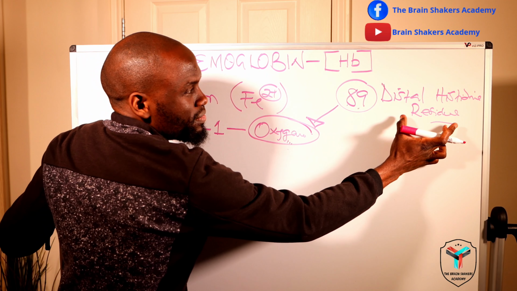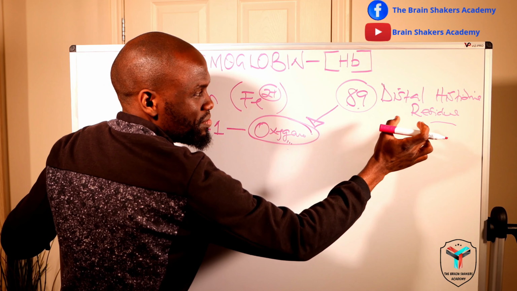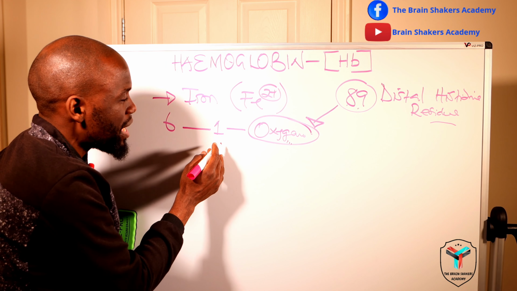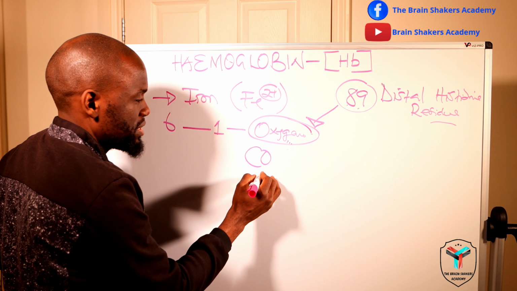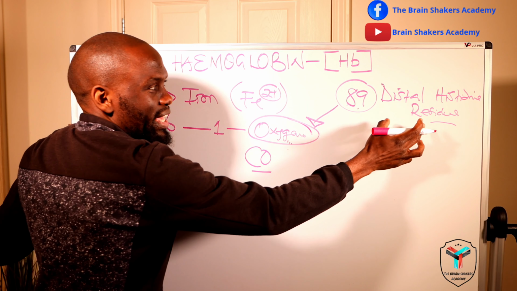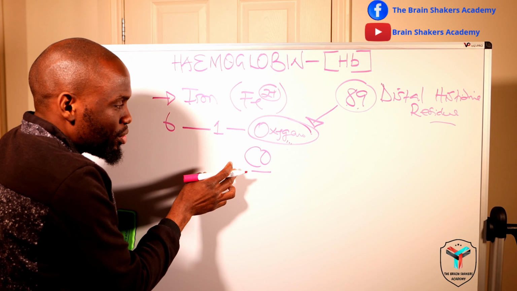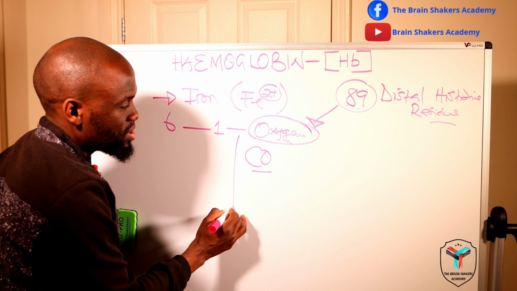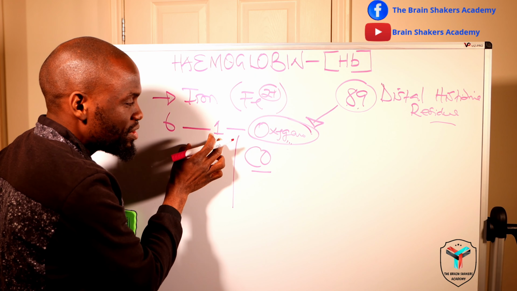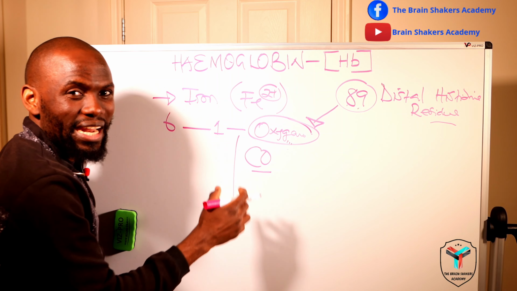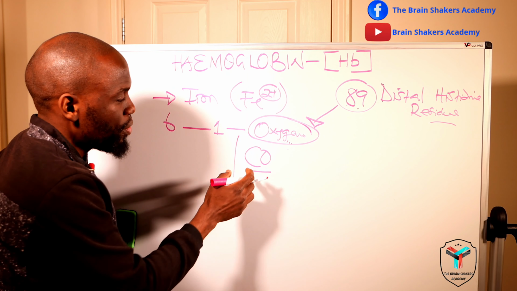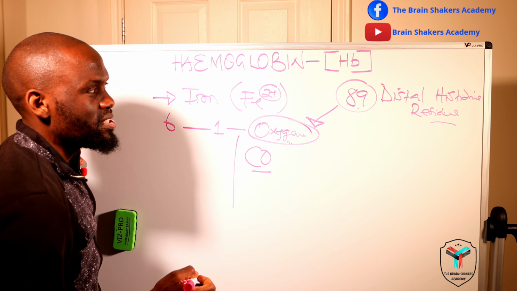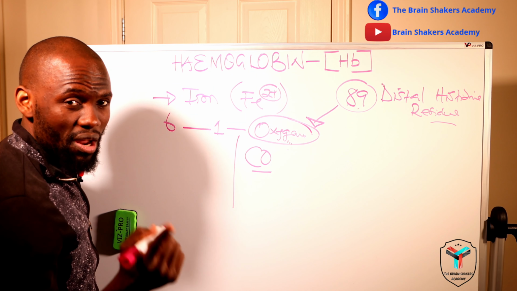So the role of this distal histidine residue is that if this iron molecule forms a bond with the carbon monoxide, it should be able to then be separated from the carbon monoxide. So it prevents the iron molecule from making an irreversible bond with carbon monoxide. That is the role of the histidine molecule. That is function number 1.